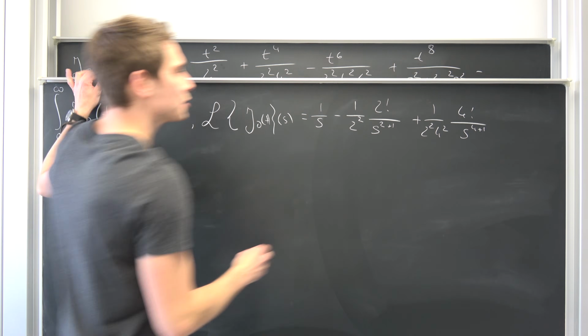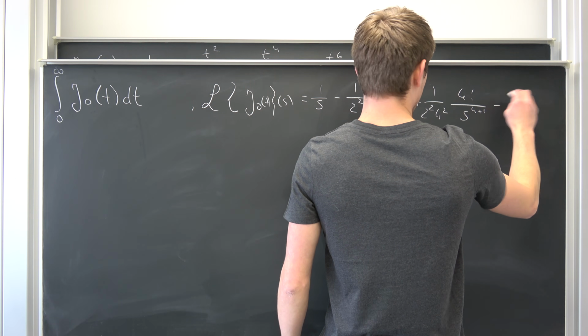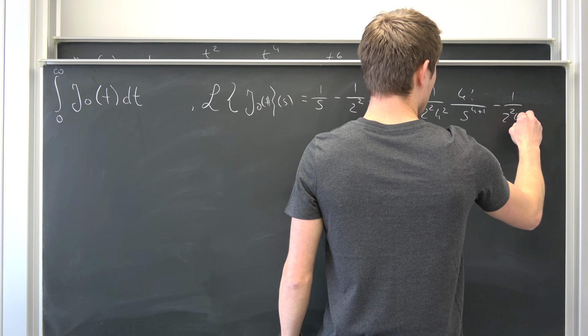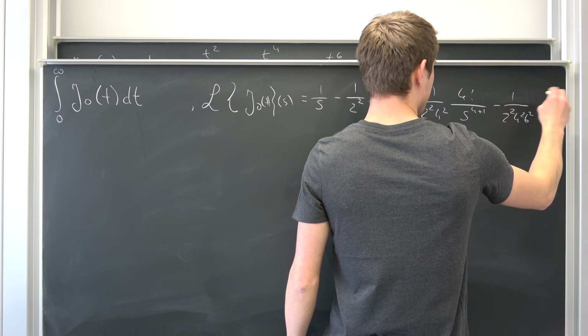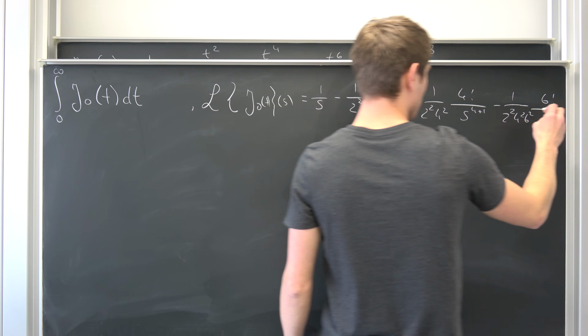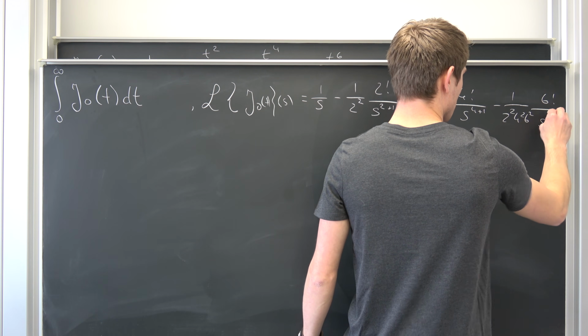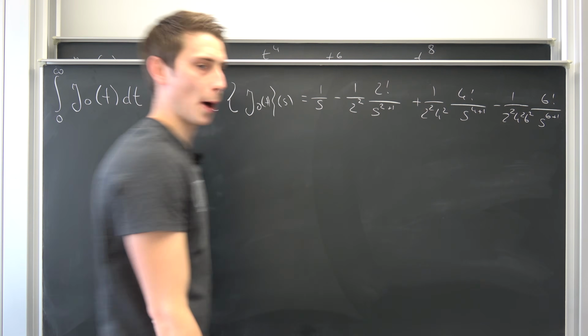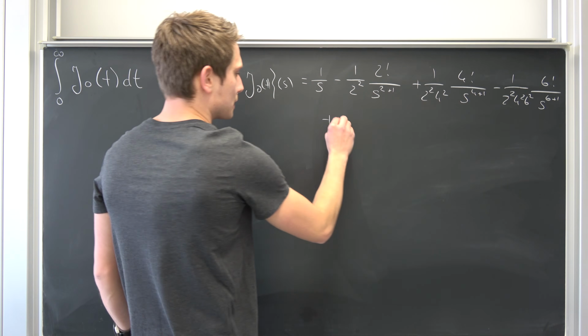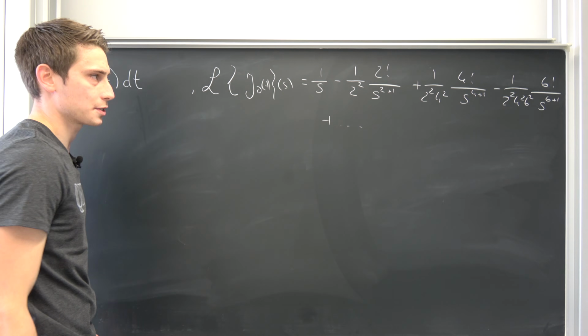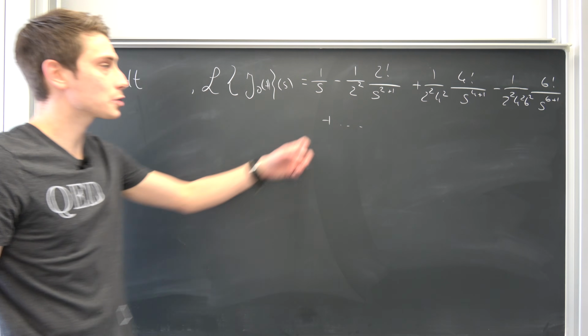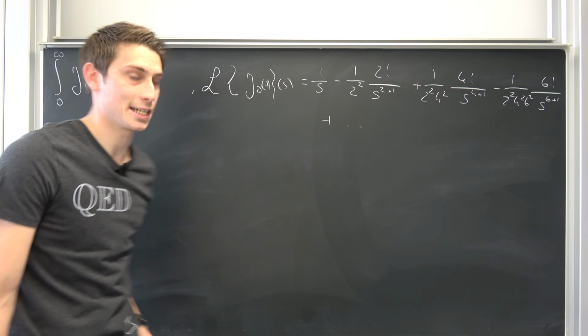Let's do one more iteration. Then we have negative 1 over 2 squared, 4 squared, 6 squared, and then 6 factorial over s to the 6th power plus 1 power. And then plus dot dot dot, infinitely many more terms. It really doesn't quite matter. This is what we have now, and let's make a little bit more sense of that.